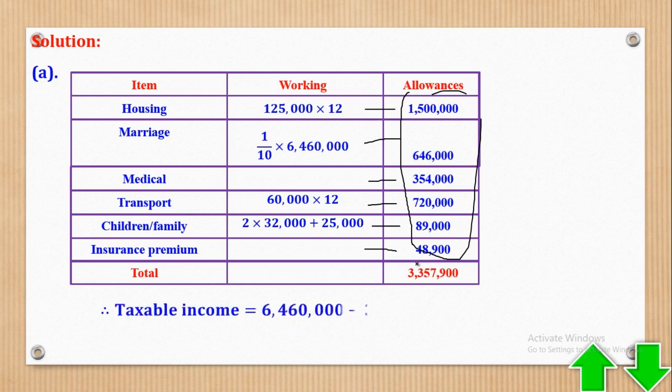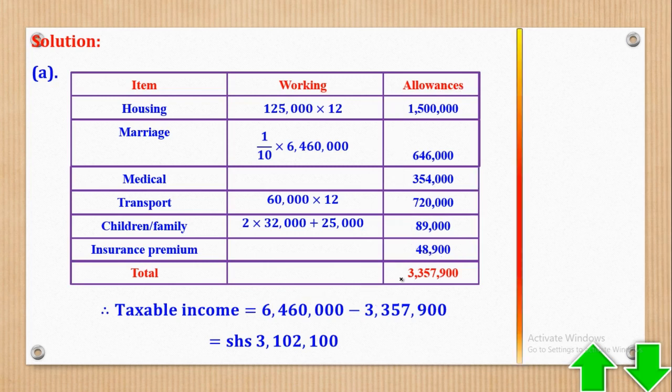Therefore, for the taxable income, we first subtract all those allowances. That means the gross minus this total gives the taxable income. So the taxable income will be shillings 3,102,100. So basically, that was part A.